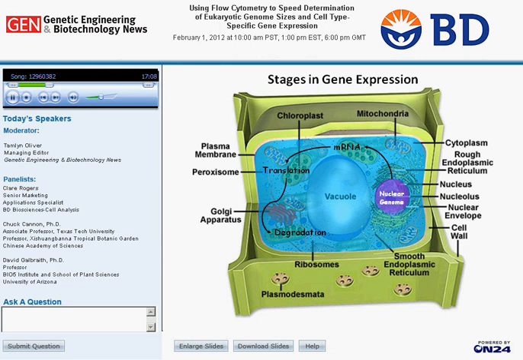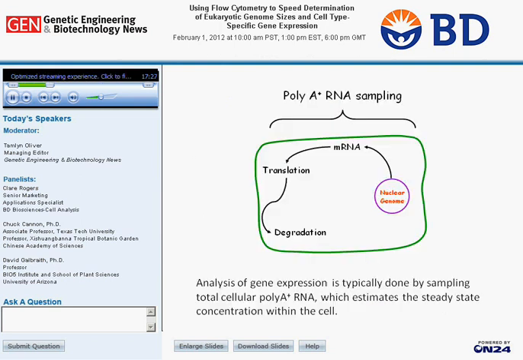here's just a general schematic of the plant cell in which the nuclear genome produces messenger RNA through transcription, which is then translated into protein. The messenger RNA itself is degraded. And if you consider gene expression on the next slide, generally what is done is to take poly A plus RNA from the whole cell and analyze that. And the sampling of this estimates, of course, the steady state concentration of RNA within the cell rather than its synthesis. And so we've been interested in looking specifically at the nucleus.